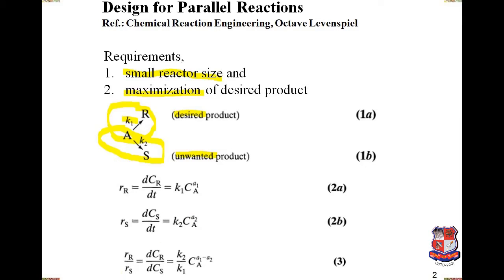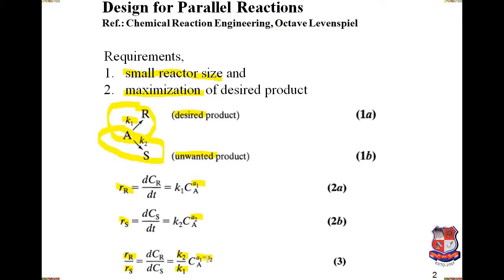The rates of formation of R and S can be given by these correlations. The rate of formation of R is equal to K1 into C_A raised to a1, whereas the rate of formation of S is K2 into C_A raised to a2, where a1 and a2 are the orders of reaction with reference to the formation of R and S. Now if you take the ratio of the desired product formation to the undesired product formation, this ratio is given by K1 by K2. Please read it as K1 by K2, this is K1 and this is K2. So it is K1 by K2 into C_A raised to a1 minus a2.